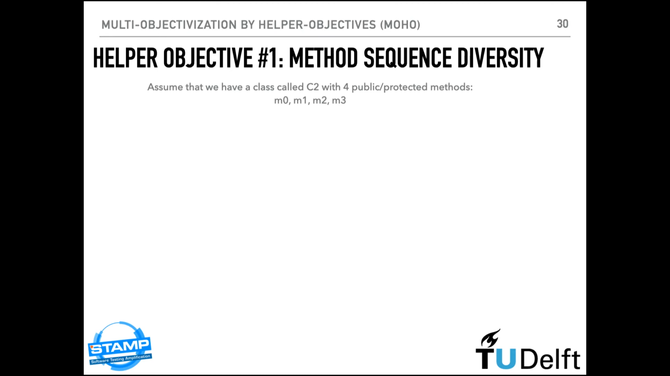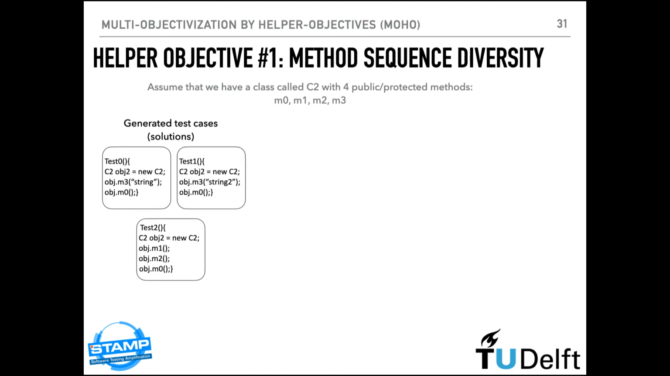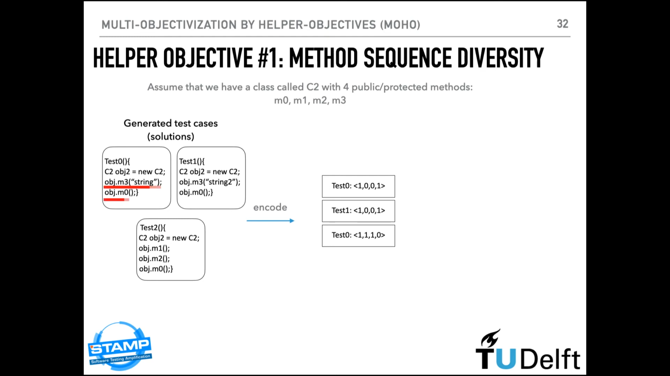Here we will explain this objective with an example. Assume that we have a class called C2 with 4 callable methods, and we have 3 test cases generated by the search process. Each of these tests contains some of the C2's method calls. First, we encode each of the tests to a binary vector according to their calls to the methods of the class C2. For instance, since test 0 calls methods M0 and M3 of the target class C2, the first and the fourth index of the vector contain 1. In contrast, the second and the third indexes are 0 because this test does not call methods M1 and M2.